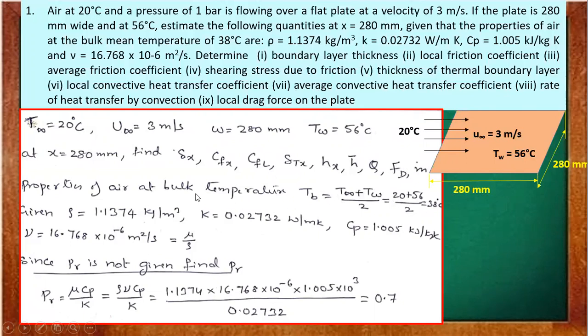So first step, obtain the bulk temperature, and for the bulk temperature obtain the properties from the data handbook. Since the Prandtl number value is not given, we need to find it. Pr is equal to mu Cp by K. Mu is nothing but nu into rho, that is the kinematic viscosity multiplied by density, into Cp by K. Substitute these values and get the value of the Prandtl number. Normally the Prandtl number value will be varying around 0.7 for air for all the temperatures.